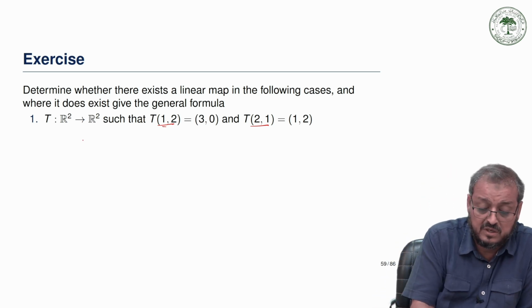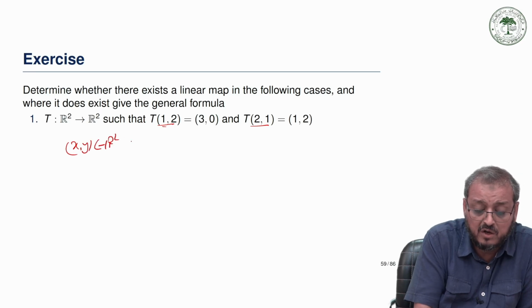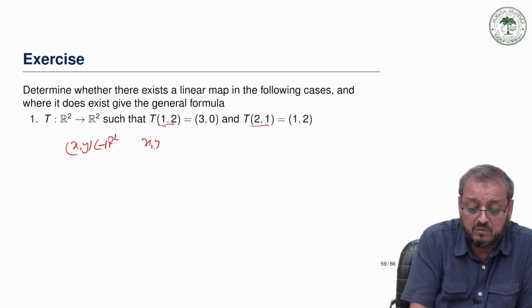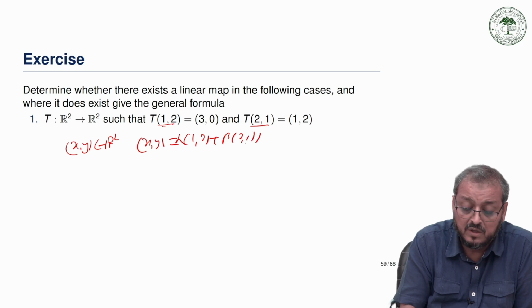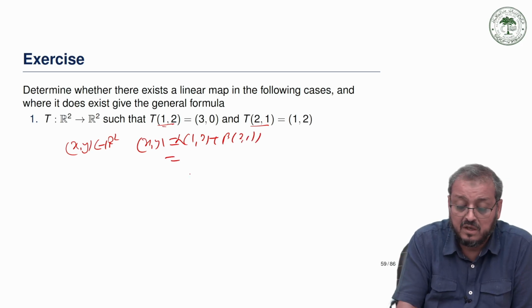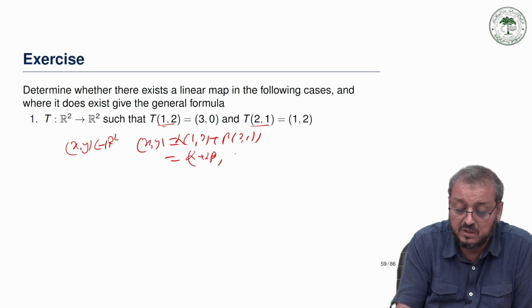So again we just take x and y as elements of R², and this x and y can be written in the form of alpha times (1, 2) plus beta times (2, 1), and then similarly we can simplify this, which can be written as (alpha + 2 beta, 2 alpha + beta).